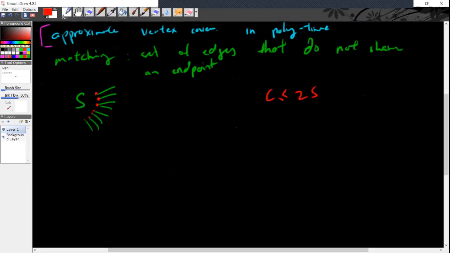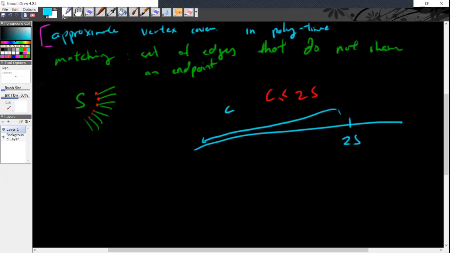Okay, we need to show that basically. So let me show you what this is on the number line right now. If I plotted out a number line, and let's say 2S was here, right? I know C is somewhere here. Sorry, that's not a very straight line, but I know C is somewhere here.